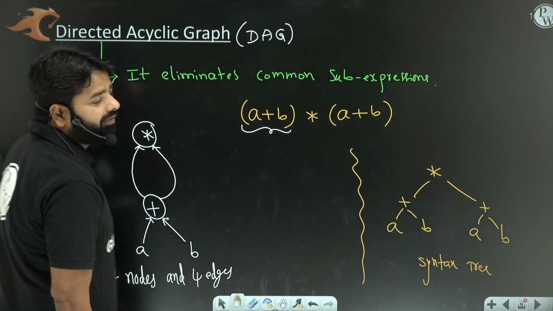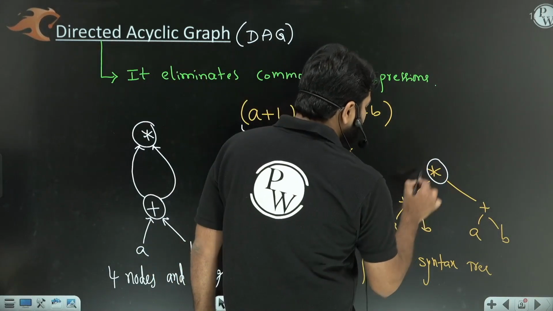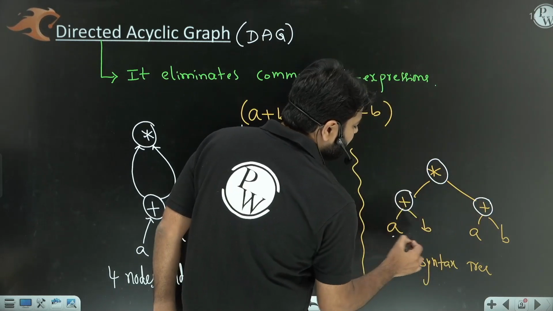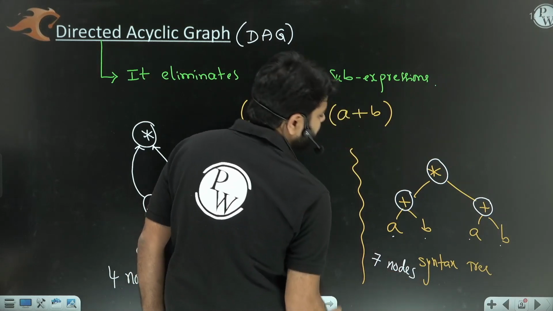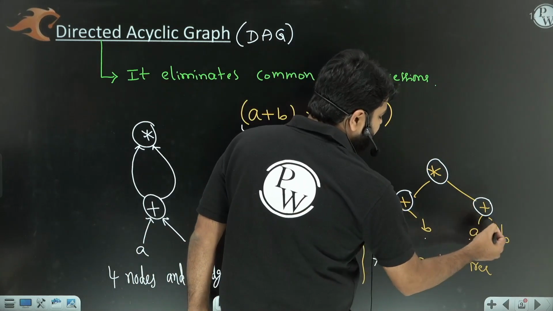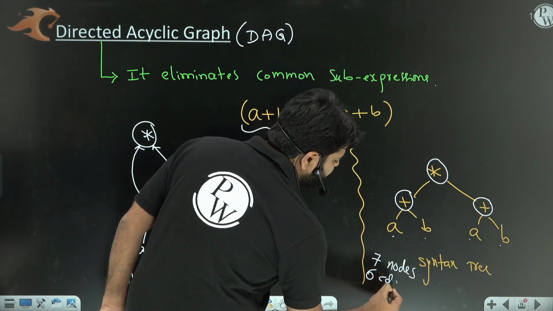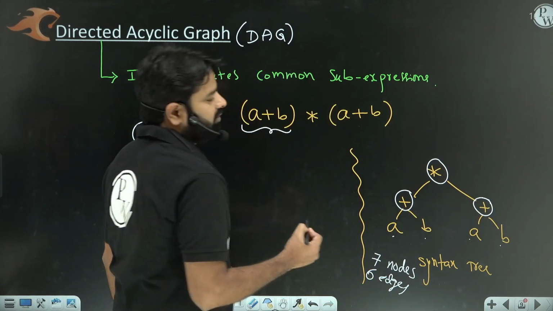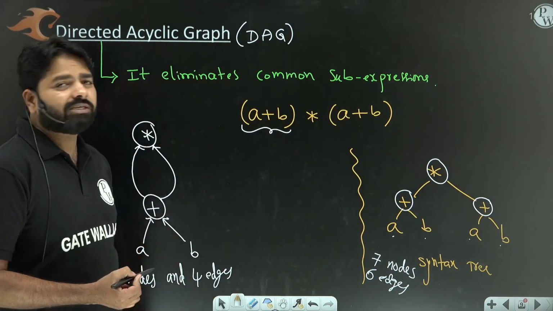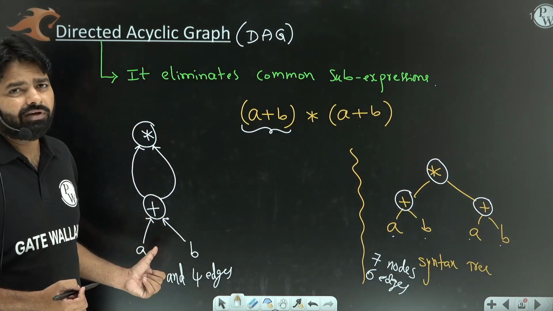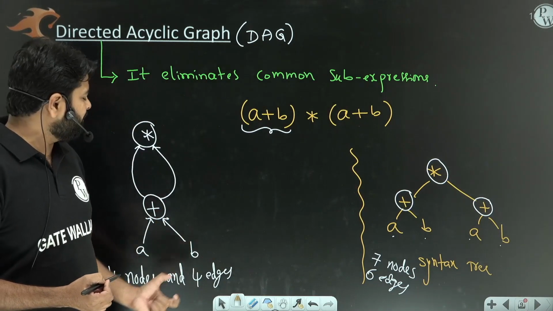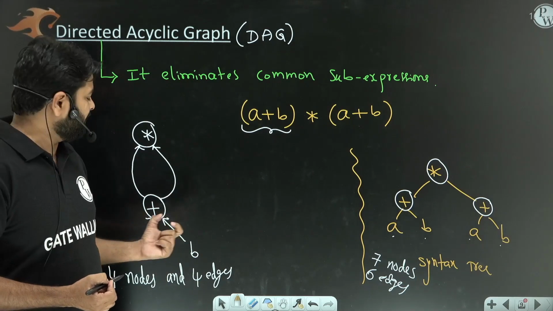But here, if you look at how many nodes we have: 1, 2, 3, 4, 5, 6, 7. Here 7 nodes we have, including leaf nodes, and edges 1, 2, 3, 4, 5, 6. Here you have 6 edges. So who is having more space? Syntax tree. Who is having less space here? The directed acyclic graph.